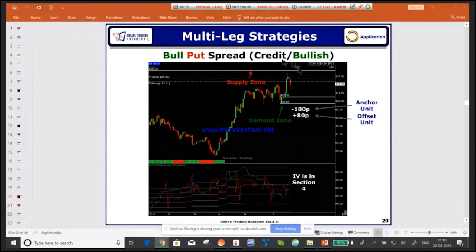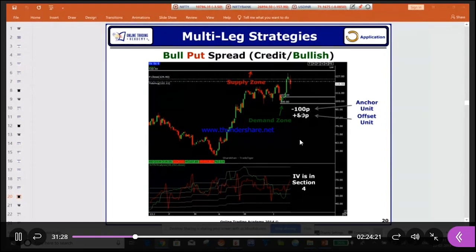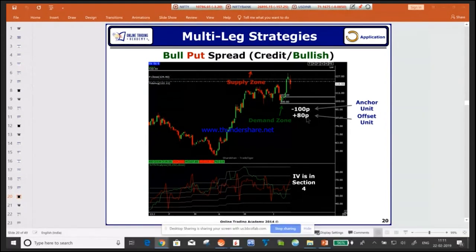So in this bull put spread, in section 5, what you would have done is normally you would have only sold the 100 put option. But in a bull put spread, you will add the 80 put option below that. You will buy the 80 put option. So in case volatility keeps on rising, whatever you lose in this minus 100p, you will gain in the plus 80p. All right.